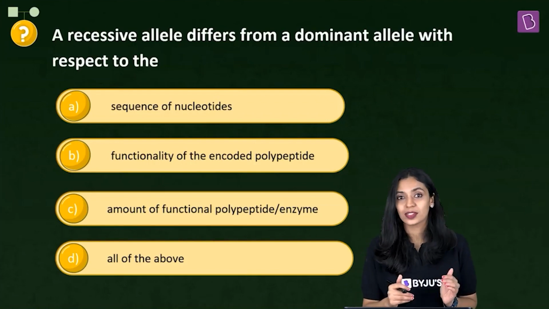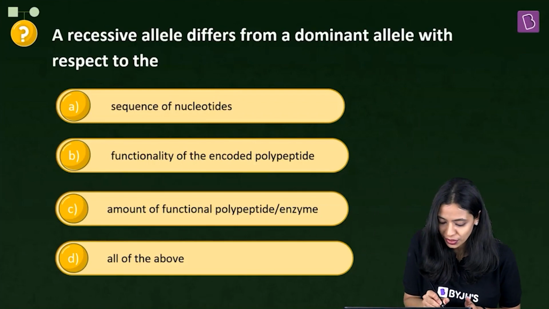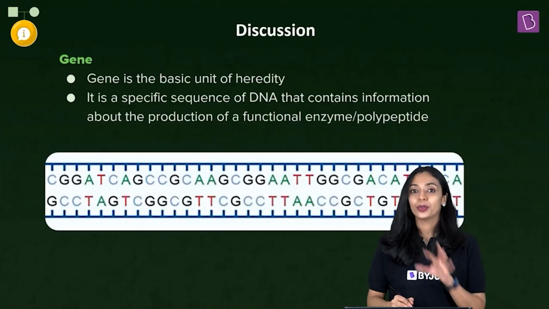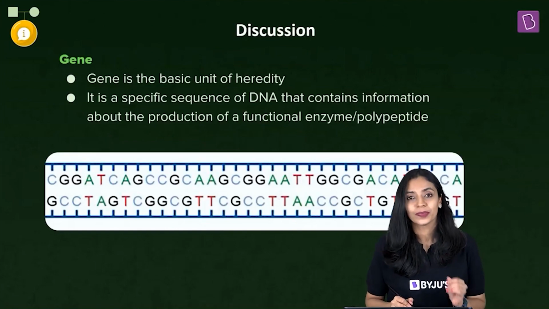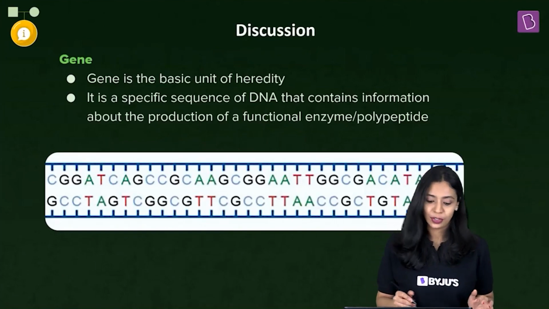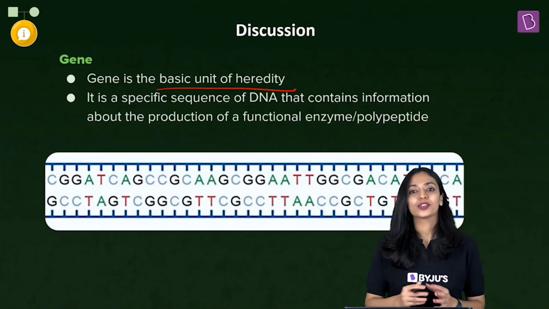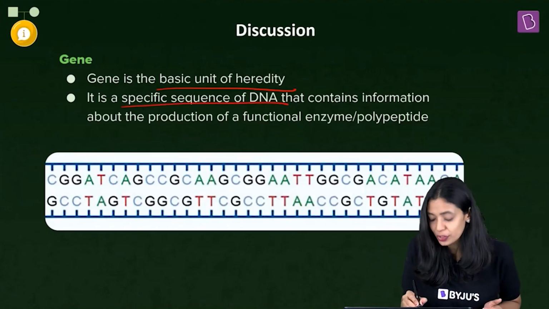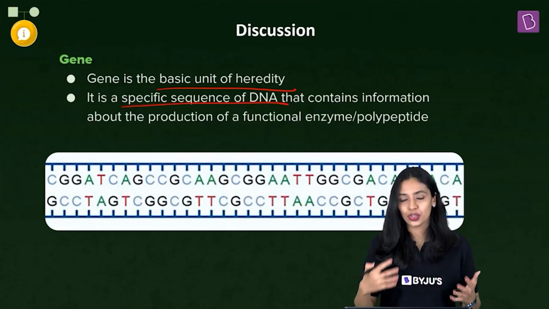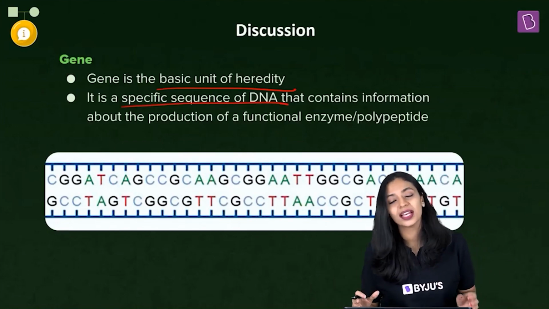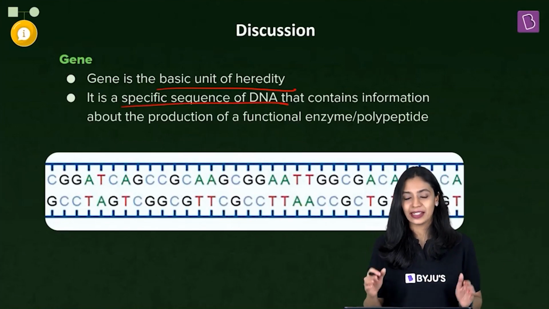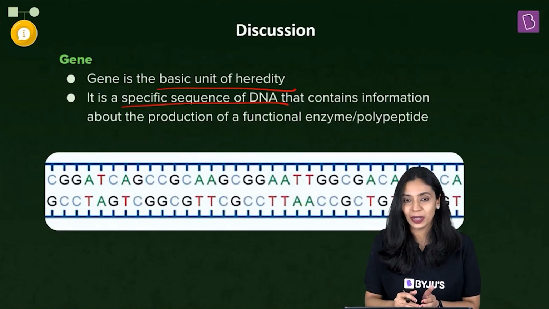Now, in order to answer this question, we must first be aware of what a recessive allele and a dominant allele refer to. I want to begin by talking about the gene. Gene, I'm sure you know, is considered to be the basic unit of heredity, right? So what exactly is a gene? Gene is a specific sequence of nucleotides, usually in DNA in most organisms, except for a few viruses that have RNA as a genetic material. Apart from that, in most organisms, DNA is the genetic material.